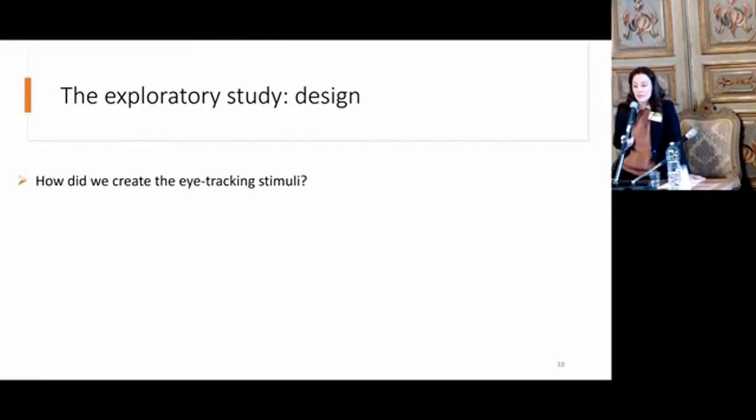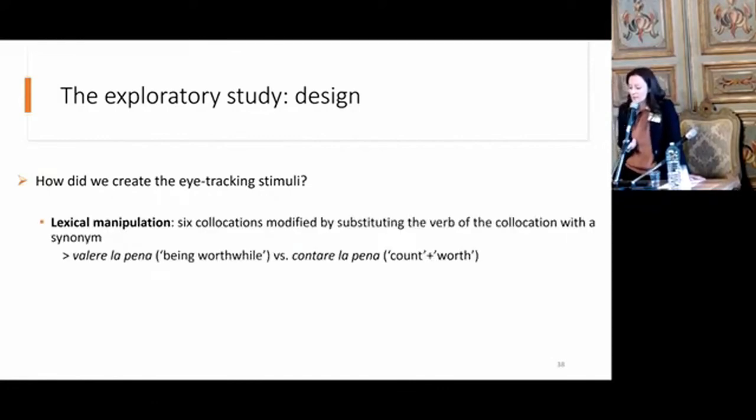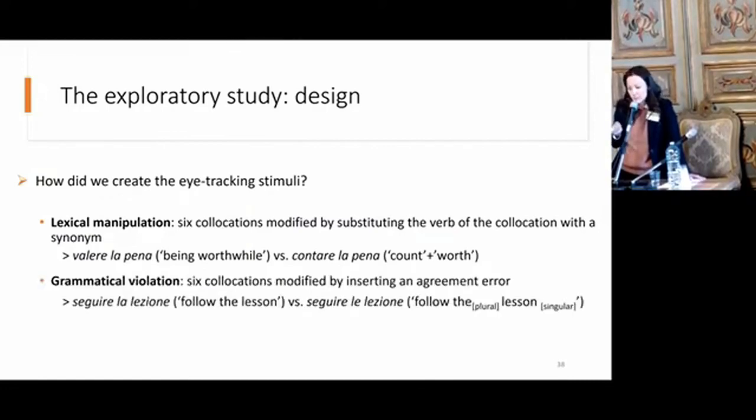How did we create the eye tracking stimuli? So, of course, these were our phraseological units of interest, but then we had to create the actual stimuli for the eye tracking experiment. So we lexically manipulated 6 of the 12 collocations by modifying the verb. The verb in each collocation was substituted with a synonym. So, for example, in the collocation valere la pena, which means being worthwhile, we substituted the verb and we transformed this valere la pena into contare la pena, which means count plus worth, but it's actually a combination that is not attested in Italian. And that's what we wanted to get.